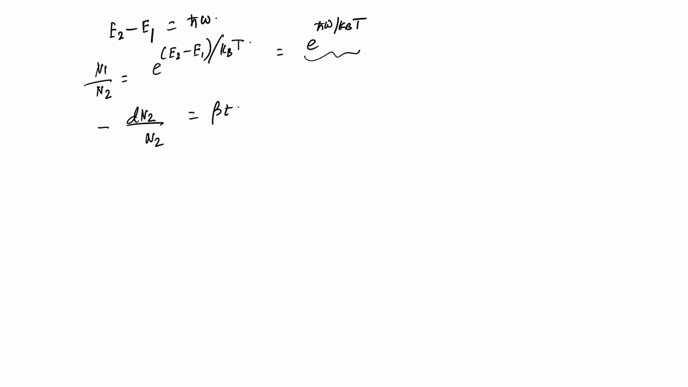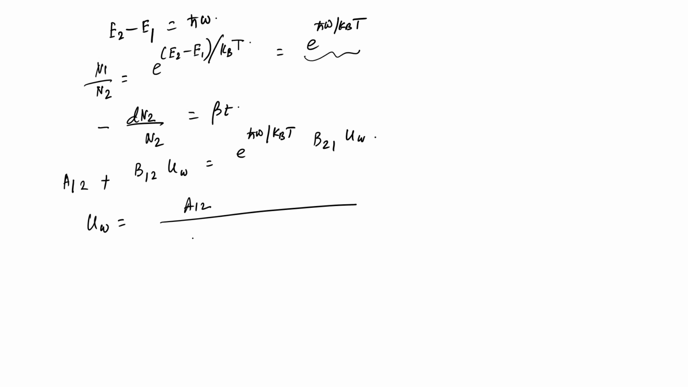So, that tells us that if you want to have a one-to-one correspondence, and using the steady state equation, if you want to calculate this u omega, then B12 u omega is equal to exponential H cross omega by kT times B21 u omega, and so u omega is equal to A12 divided by exponential H cross omega by kT into B21 minus B12, and so on.